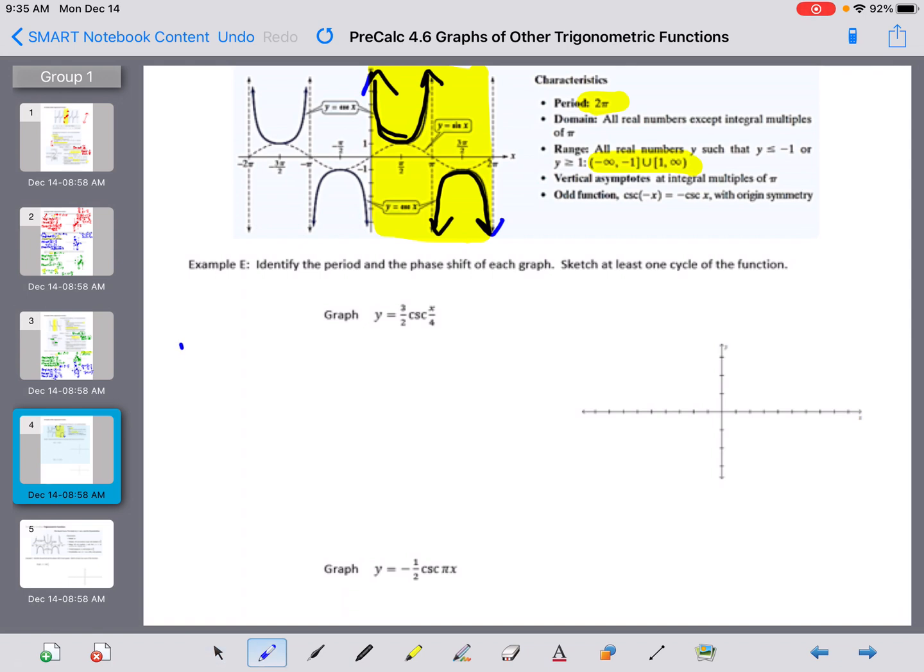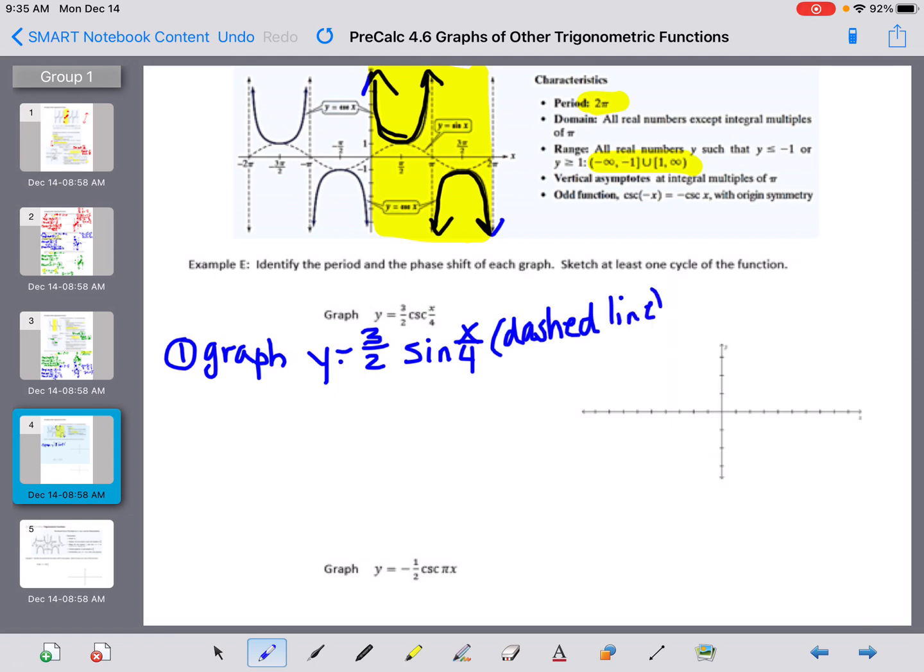So the first thing I'm going to do here is graph, instead of y equals 3/2 cosecant x over 4, which I'll get to, I'm going to start with y equals 3/2 sine of x over 4. Super important that we remember that sine and cosecant are reciprocals. So we're going to graph the sine first, as a dashed line, because this is going to be my guideline.